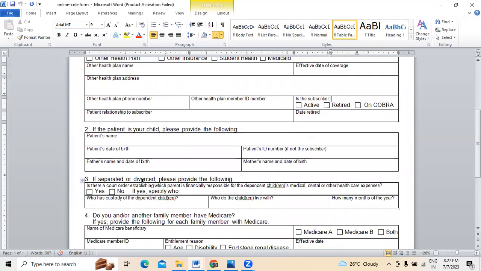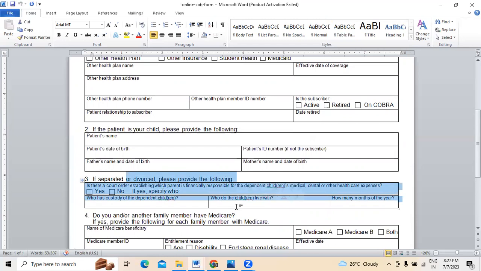The third class is divorce related, as you know. If it is separated or divorced, they have to mention those details here. So that is one thing.